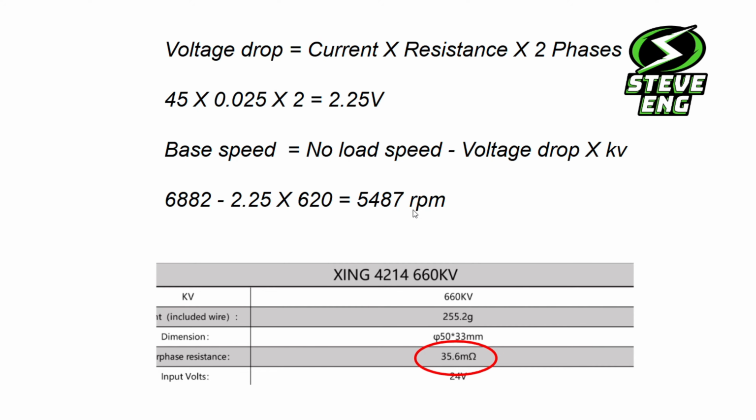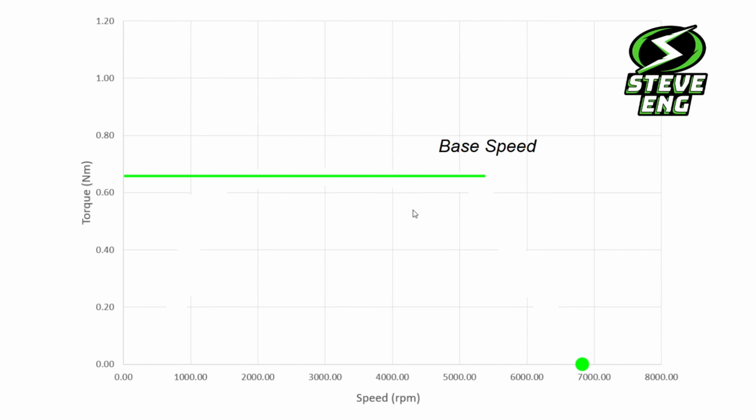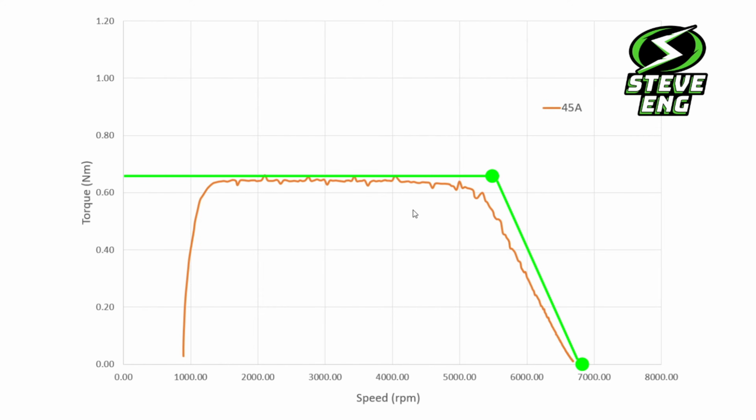RPM. So going back to our curve, we're going to add the base speed point we've just calculated, draw a nice straight line between the two of those, and then that is our approximation of what we think the curve's going to be for a 660 kV motor running on 3 cells at 45 amps. So now let's compare that with the measured data. So there you go, it's actually very close to the measured data. The agreement's really good.